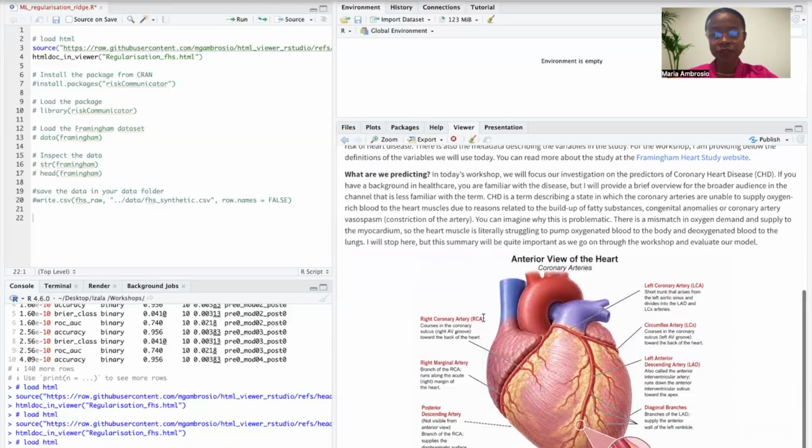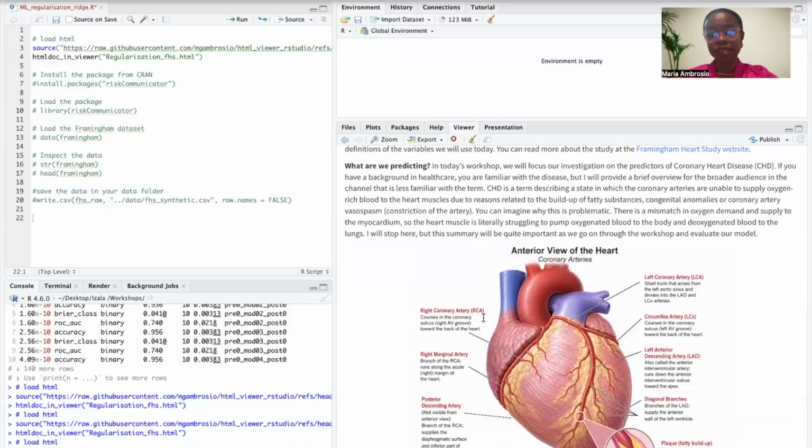But let's just focus on what we are predicting today. So, in our investigation, we want to identify the predictors for coronary heart disease status on the participants of this synthetic study, because it's a synthetic data set. If you have a background in healthcare, you are familiar with coronary heart disease, but I will provide a brief overview for the broader audience in the channel that is less familiar with the term.